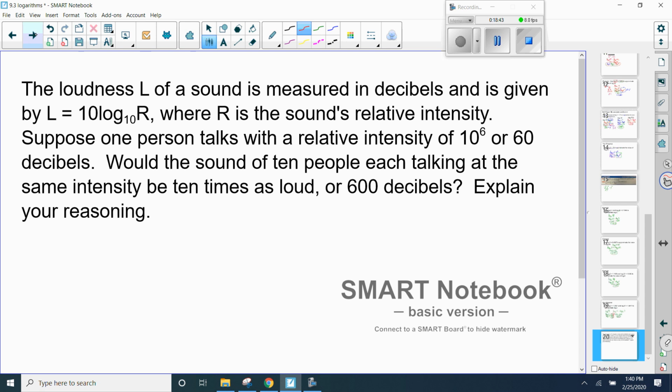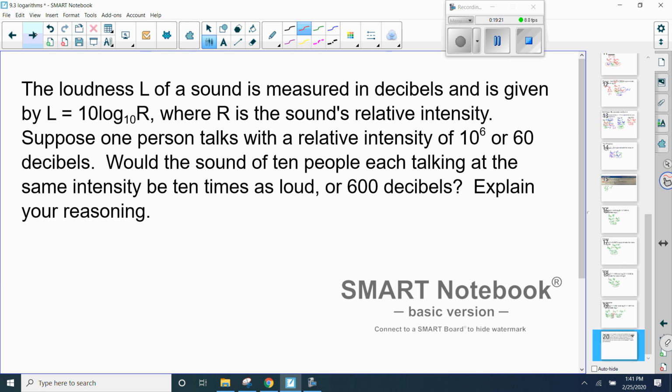The loudness L of a sound, measured in decibels, is given by L equals 10 log base 10 R, where R is the sound's relative intensity. Suppose one person talks with a relative intensity of 10 to the 6, or 60 decibels. Would the sound of 10 people each talking at the same intensity be 10 times as loud, or 600 decibels? And explain. Wait, how is 10 to the 6 or 60? Because they're just talking about the relative intensity of them.